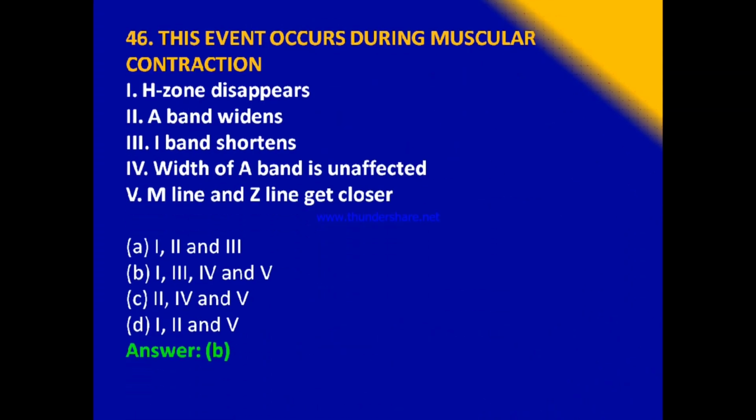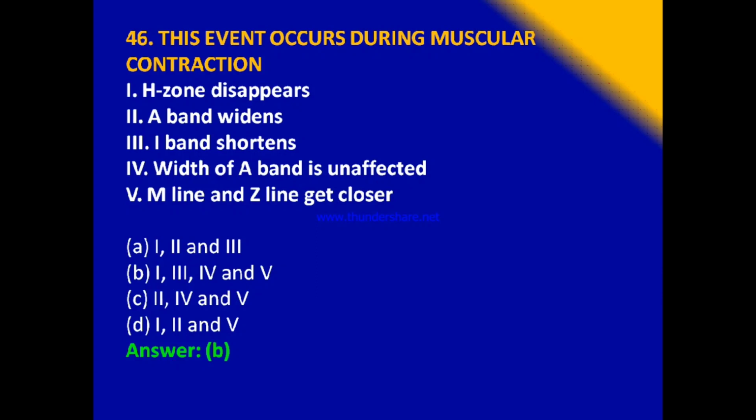Next question. Okay, now see the question very carefully. Here five events are given which happen in muscular contraction. So the question is, which event occurs during muscular contraction? See the events: I, H zone disappears; II, A band widens; III, I band shortens; IV, width of A band is unaffected; and V, M line and Z line get closer.